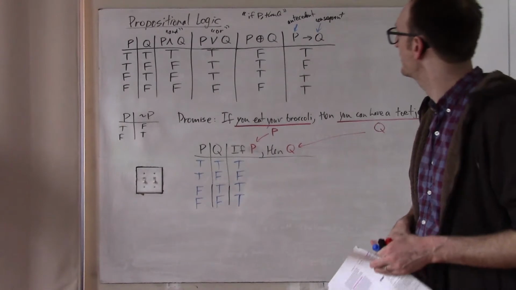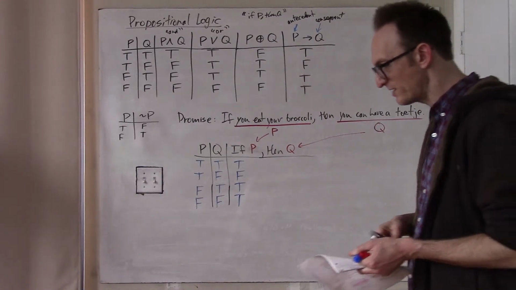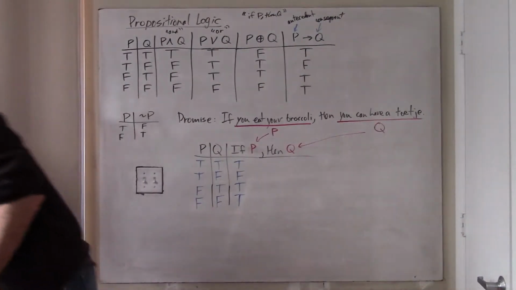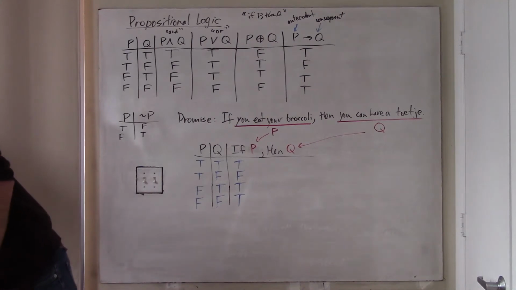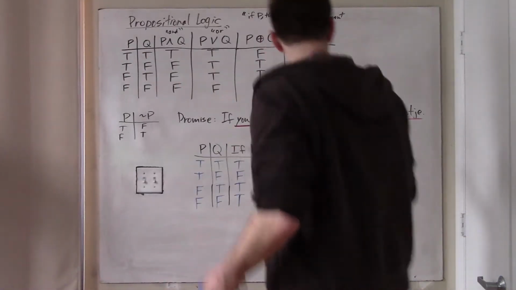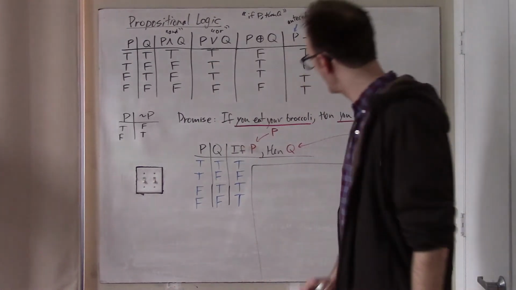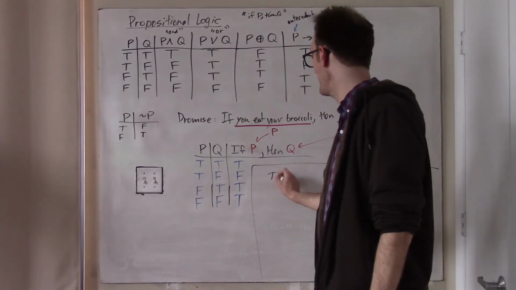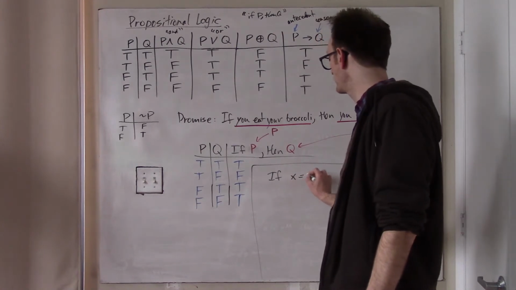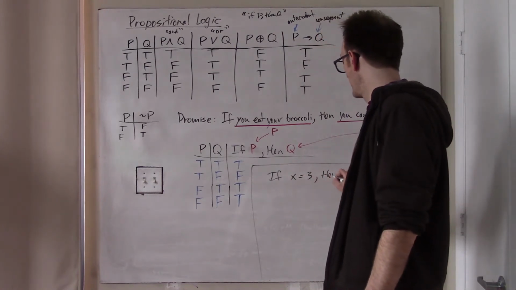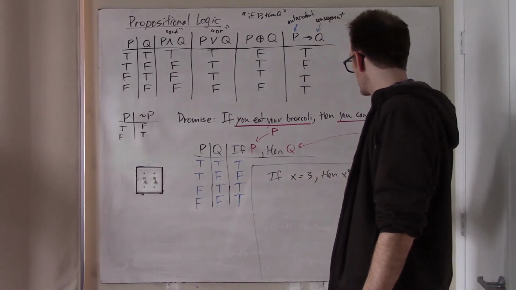Is there a better reason why we do this? Well, I think there is a kind of reason. I do this in logic, so I'll do it again right now. Let's see, how does this work? Consider now a new sentence. The new sentence goes like this. If x equals 3, then x squared equals 9.